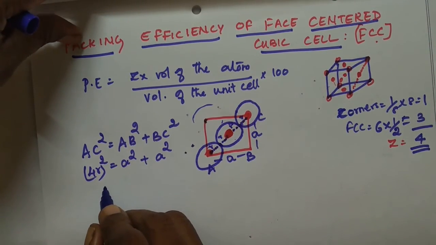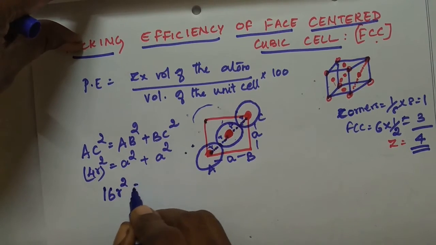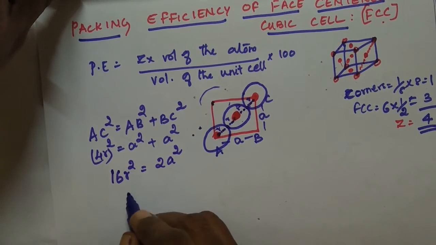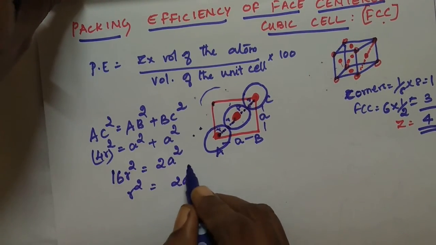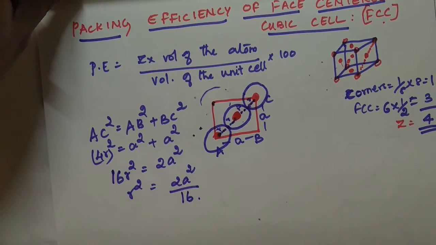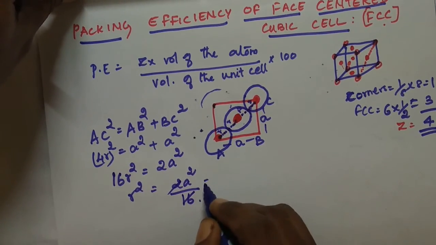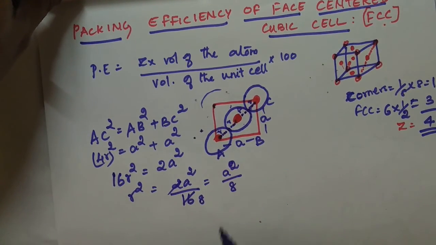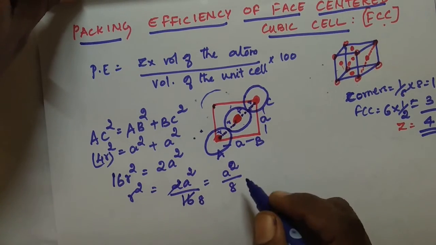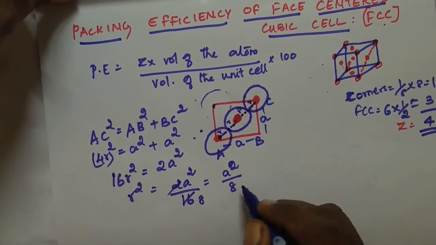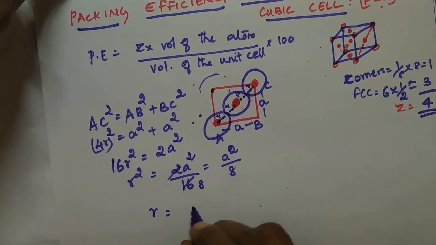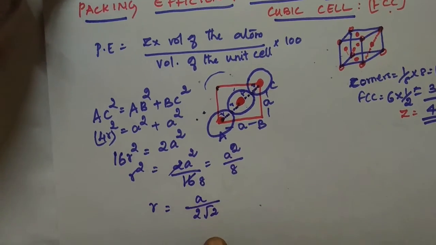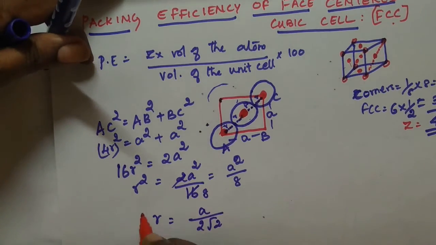Now I can write it down as 16R square is equal to 2A square. Isn't it? From that I can find out R square. R square is 2A square by 16. Or else I can cancel 16 and 2, and it is A square by 8. Otherwise I can write R is equal to root of A square by 8, so R is equal to A by 2 into root 2. I can convert this 8 into 2 into root 2. So this is the formula I got for R now.